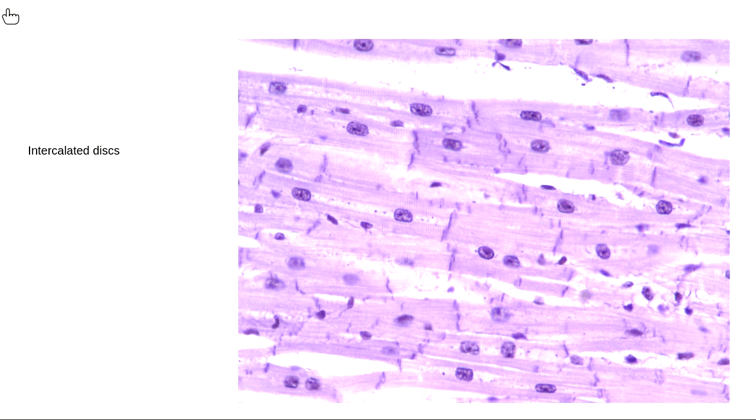Let me see if it'll let me zoom in. If I zoom in really close, see how I kind of zoomed in here? It's harder to see, but see how you can see that alternating light and dark pattern when we zoom in really close. So I've got the light and dark pattern, those things called striations, and then I've got those really dark intercalated discs in between them.